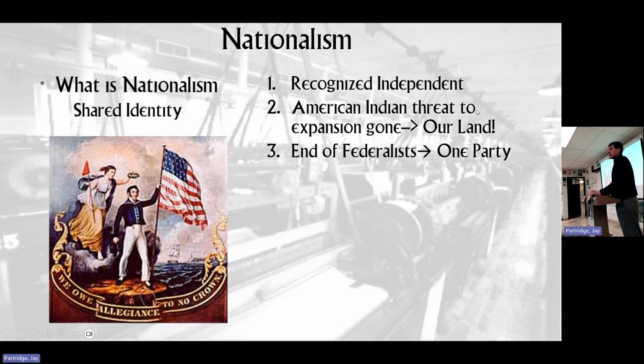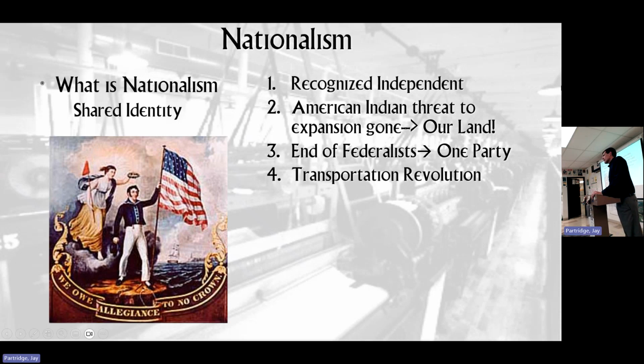And next, the Federalist Party's gone. This is what we call the Era of Good Feelings. There's only the Republicans. It's a myth, but the idea is we're one party, one shared identity. The Republicans are going to blow up in less than a decade, but what the heck, right?